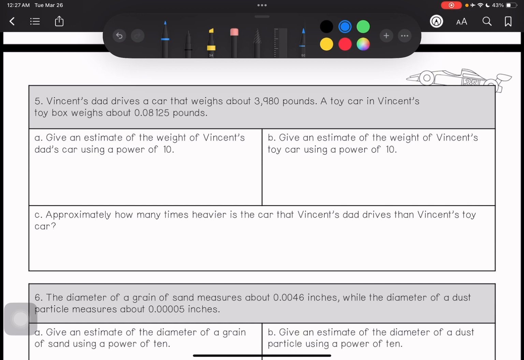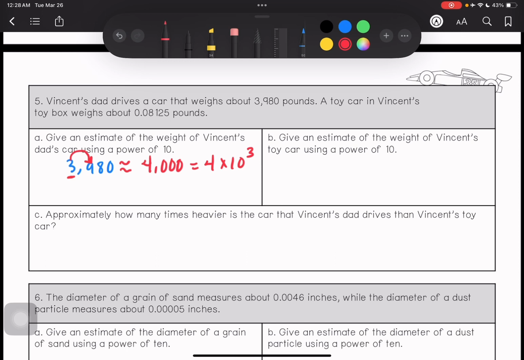So Vincent's dad's car is 3,980. If I'm giving an estimate, I'm looking at the first digit, which is the larger place value. I look to the right. This is 5 or more, so it rounds to about 4,000. In scientific notation, that's 4 times 10 cubed.